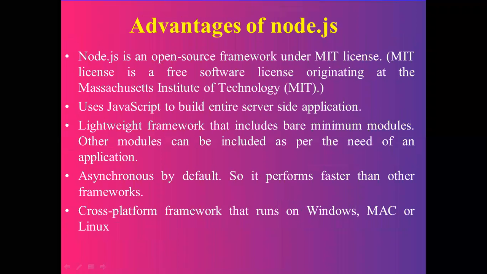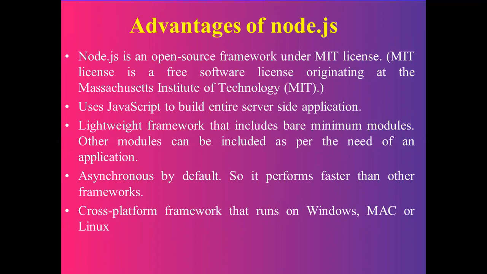The next one is advantages of Node.js. Node.js is an open source framework under the MIT license. The MIT license is a free software license originating at the MIT Institute. Next, it uses JavaScript to build the entire server side application, whether server side or client side. Then it is a lightweight framework that includes bare minimum modules, that is, only the necessary modules.